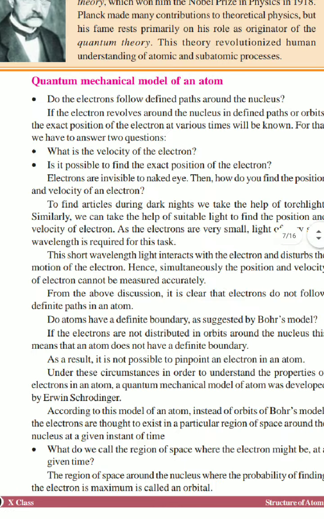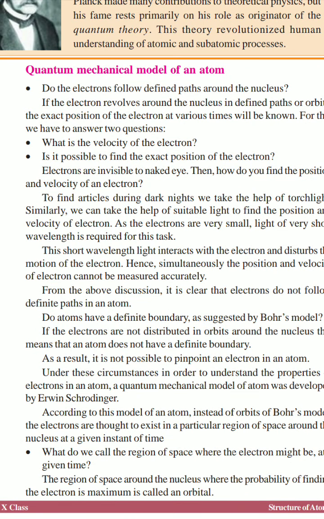Actually, the atom is a very small particle, and in the atom we have three subatomic particles: electron, neutron and proton. So in that small particle of an atom, how are we able to understand the exact position of the electron, and what about its speed? It is definitely impossible.